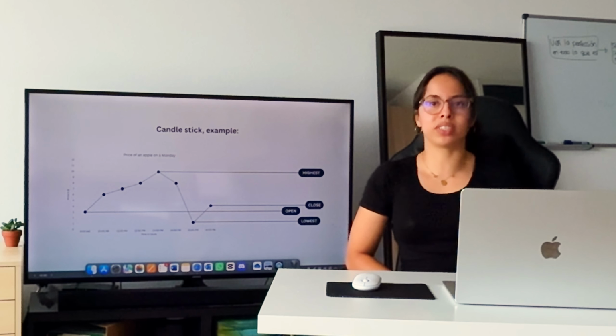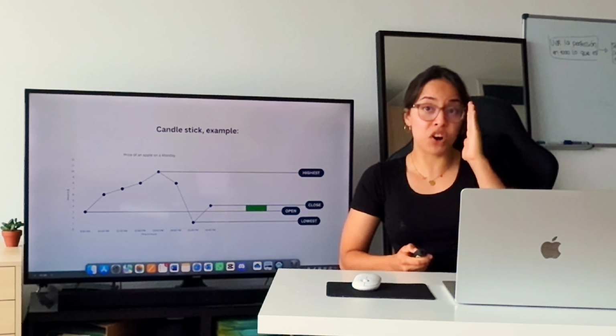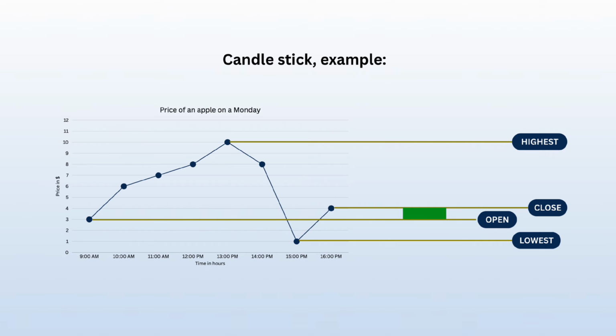Here's when things get interesting. We are going to cover the distance between the opening and the closing price, and we're gonna fill it in, which looks like this. It's gonna give us a rectangle. The next thing that I want you to do is we're gonna draw a vertical line that connects the highest horizontal line with the lowest horizontal line, which looks as follows. And this is the candlestick that you saw on the chart.